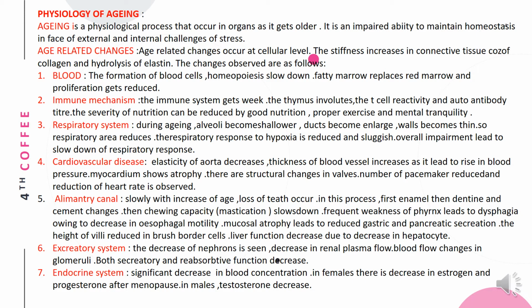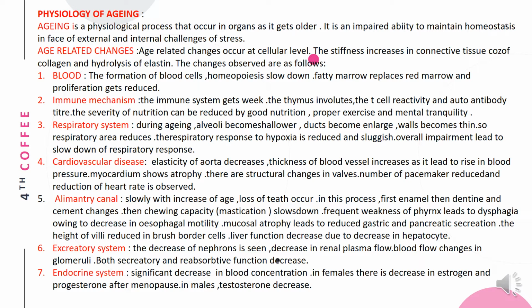Immune mechanism. The immune system gets weak and the thymus involutes. T cell reactivity decreases and autoimmunity increases. The severity can be reduced by good nutrition, proper exercise and mental tranquility.